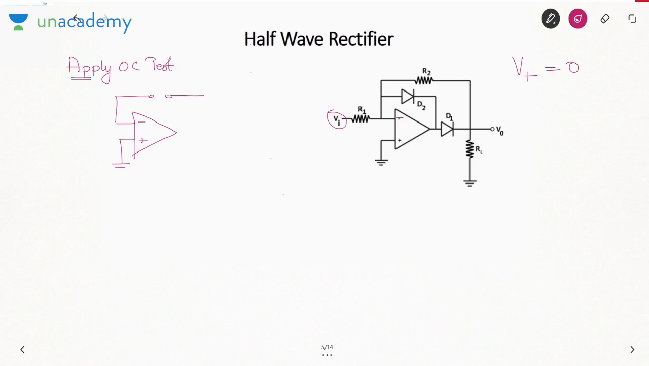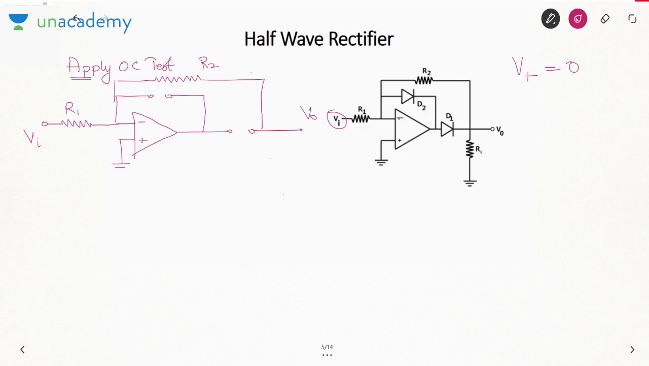Now there is no purpose of using RL. You can also avoid that in the circuit. Just show V0. Even if you don't show RL, it is fine. This is R2, R1 and Vi.